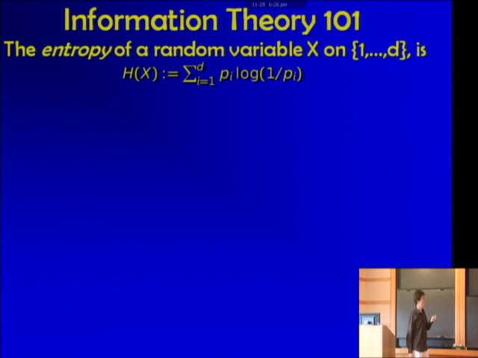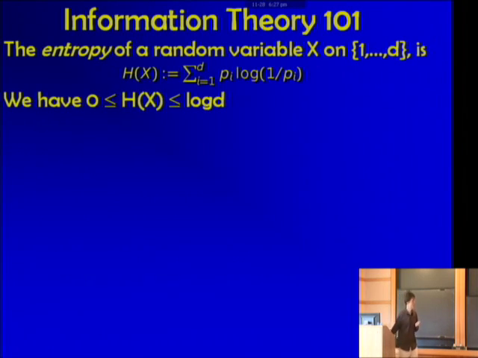If we have a random variable on some domain of size little d, this little d will later become the dimension of the embedding. You see why. The entropy is simply the sum of p_i log 1 over p_i. Okay, so this is the entropy of the random variable. And this is always at least 0. It's easy to prove. And also easy to prove it's at most log d. Okay, so it's between 0 if the random variable is deterministic, if it always obtains the same value, and it's log d when it's uniform over the domain.